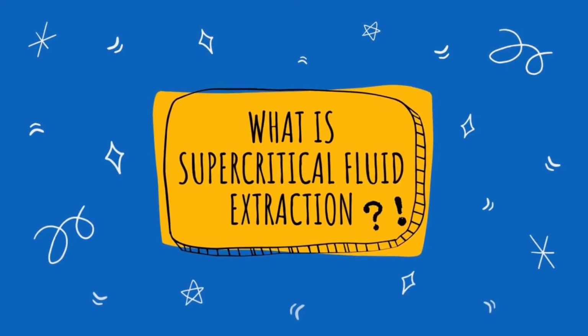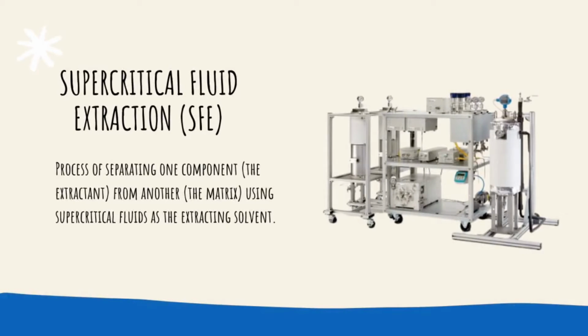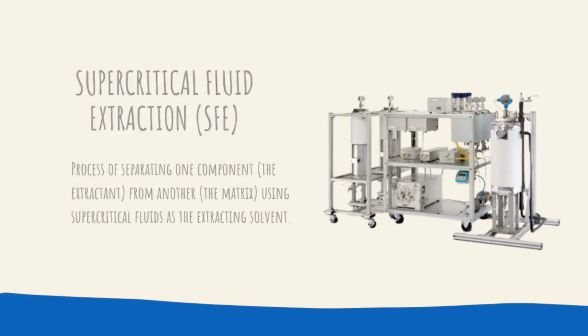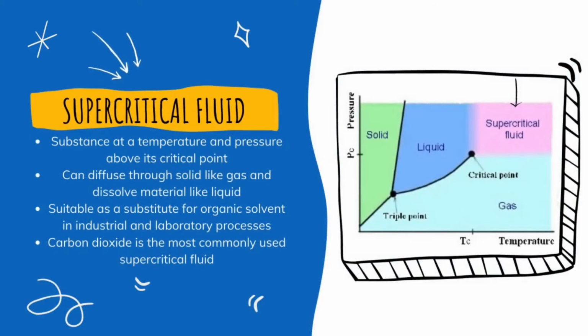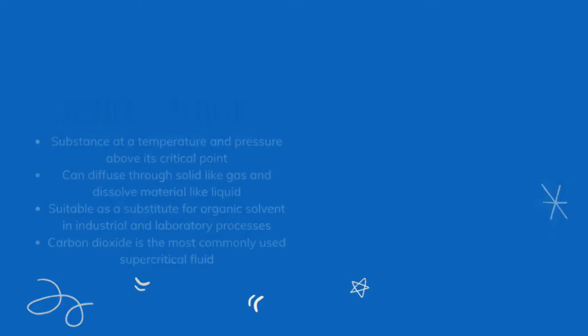So, what is meant by supercritical fluid extraction? Supercritical fluid extraction is a process of separating an extractant from the matrix using an extracting solvent, which is a supercritical fluid. What is a supercritical fluid? A supercritical fluid is a substance whose temperature and pressure are above its critical point. The most commonly used supercritical fluid is carbon dioxide.